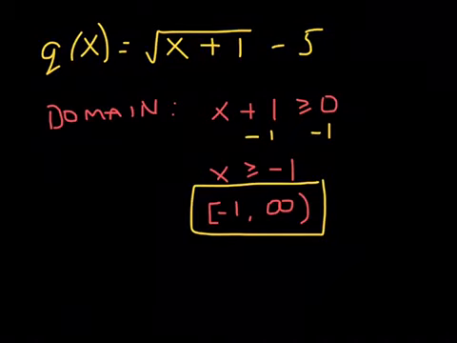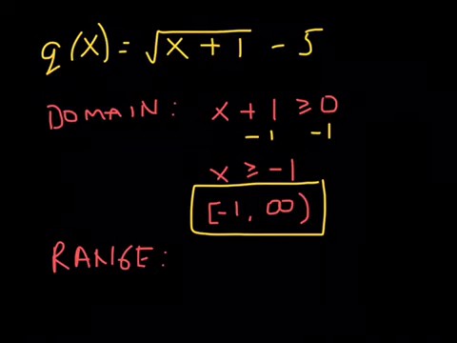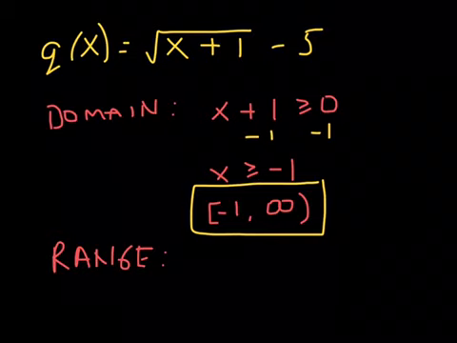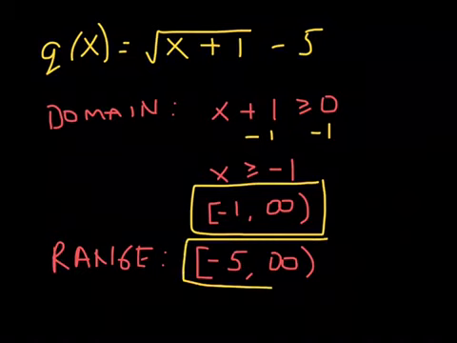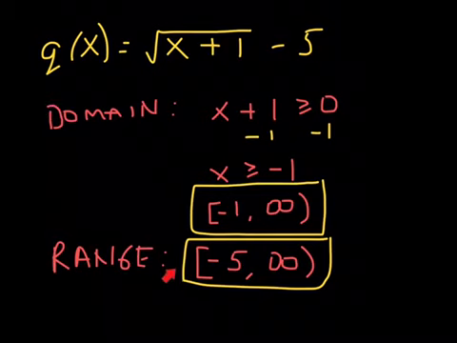To wrap this up, what about the range for q of x? Well, if you were to graph this function, either by using function transformations or by using a graphing calculator like Desmos.com, you would find that the lowest y value or the lowest function value is negative 5. So the range here, and you can confirm this on your own if you'd like, would be from negative 5 to positive infinity. Now, these two things are really important, the domain and range. These are the domain and the range for q of x, all right?